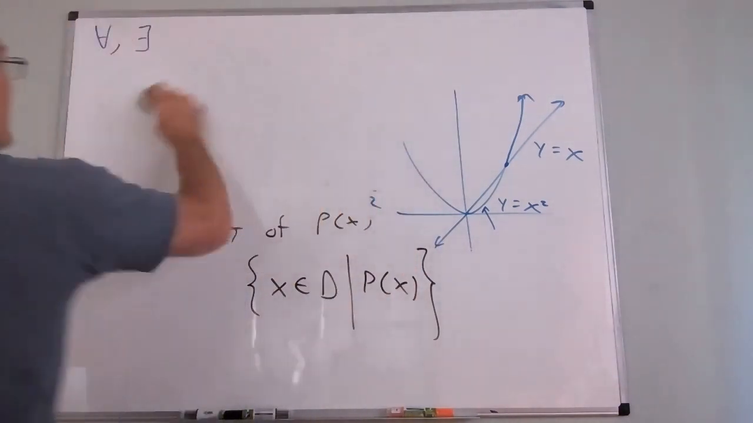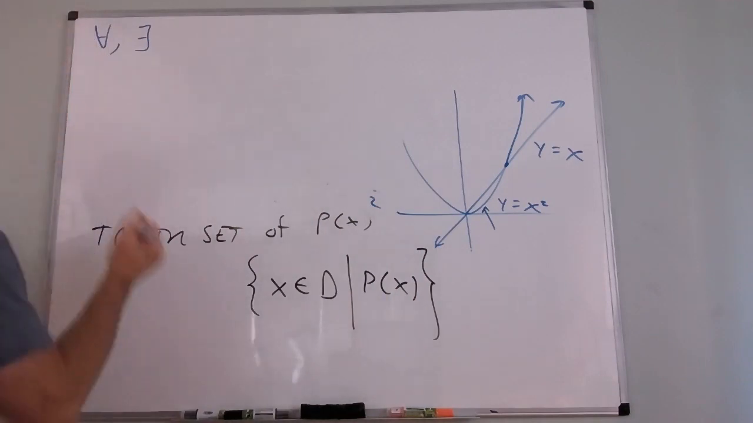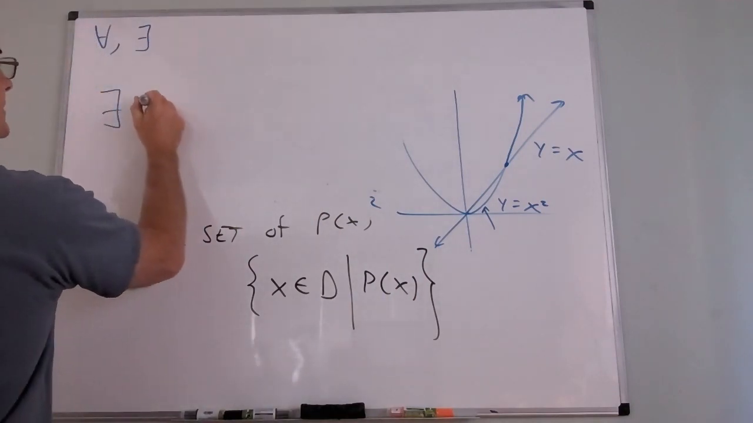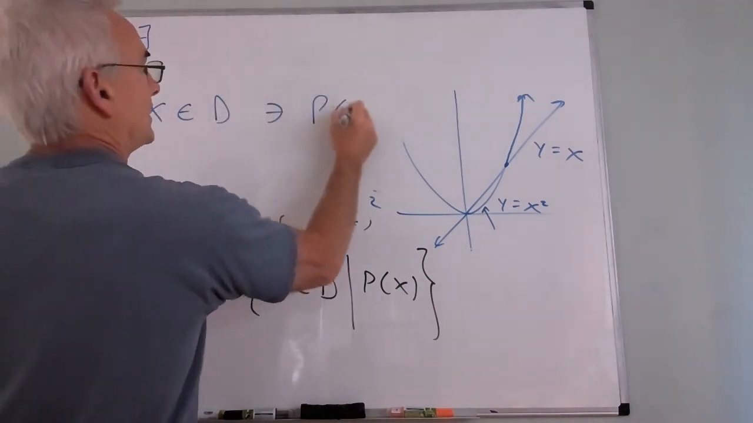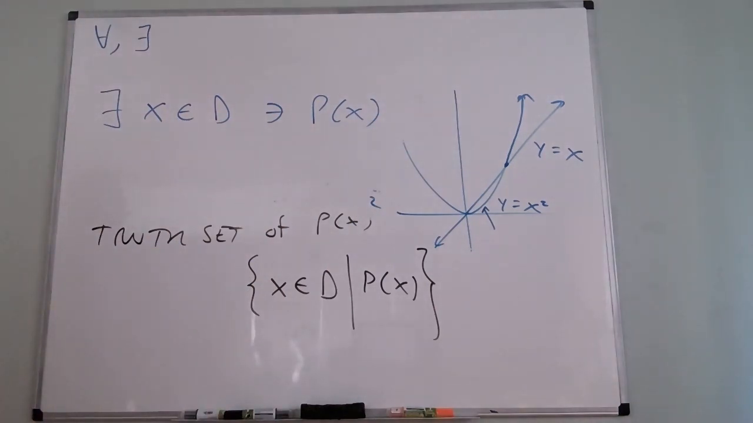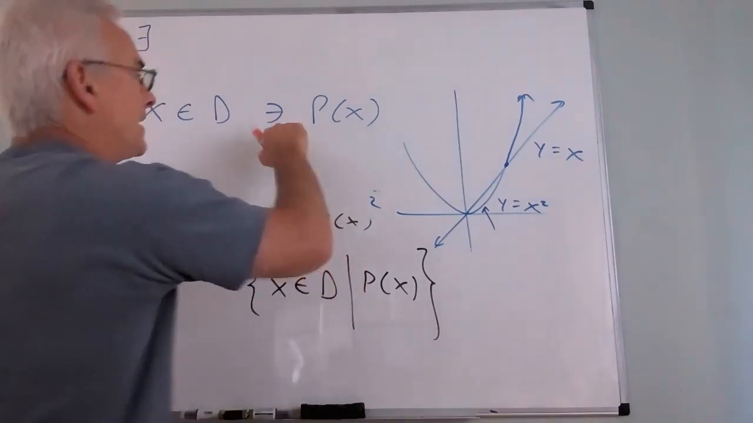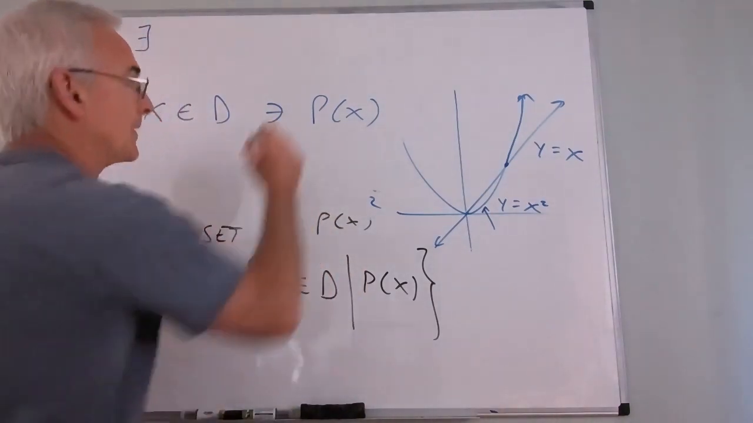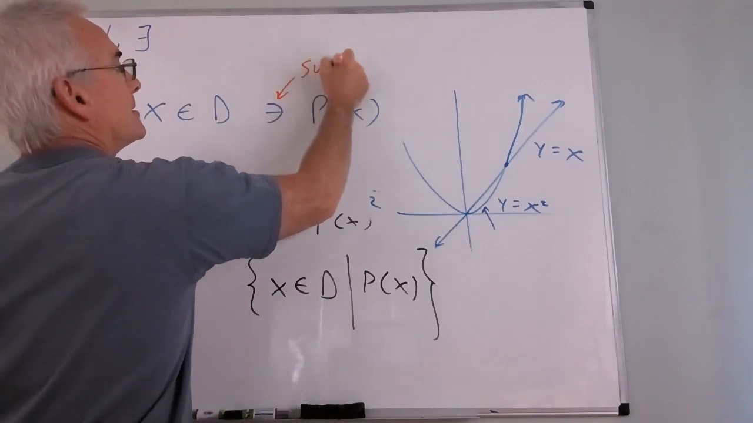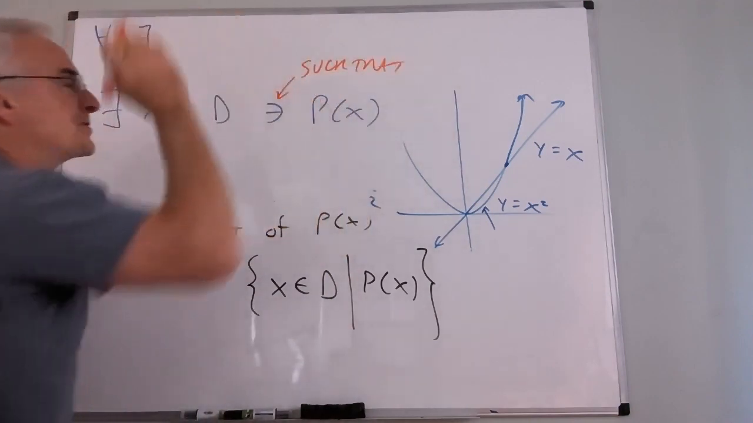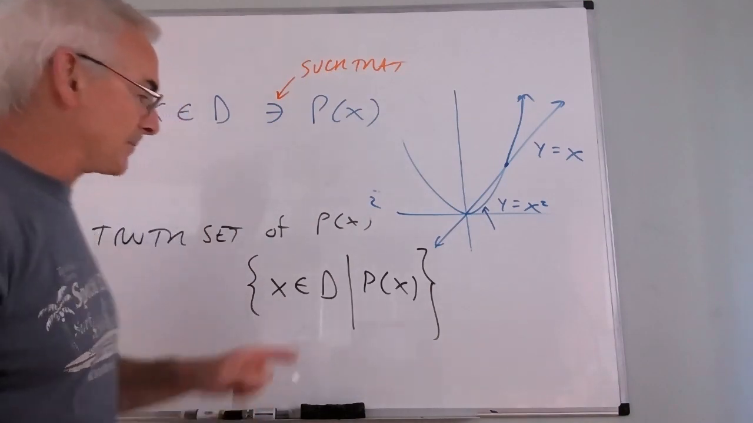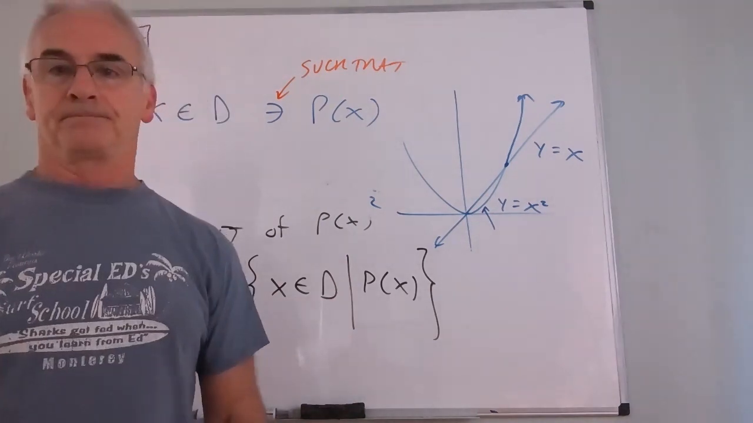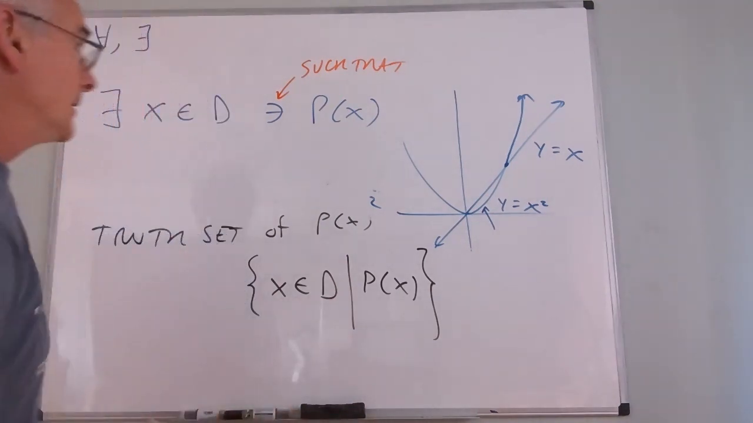Now, what about the other guy, the existential qualifier? There exists an X in the domain such that P of X. Now, we actually throw in, this is a new symbol for some of you, the backwards element symbol. This is the "such that." I'm used to using that. If you're not used to using that symbol, just write the words "such that." When we did the set builder notation, that means such that. So we have more than one way of saying it.